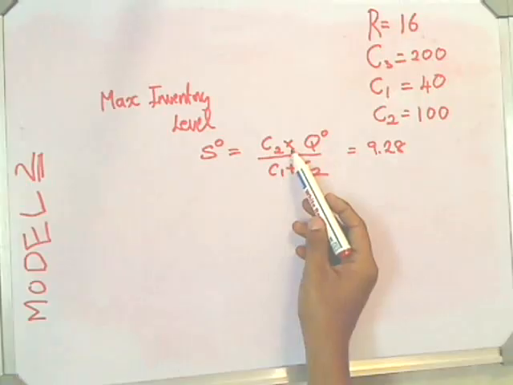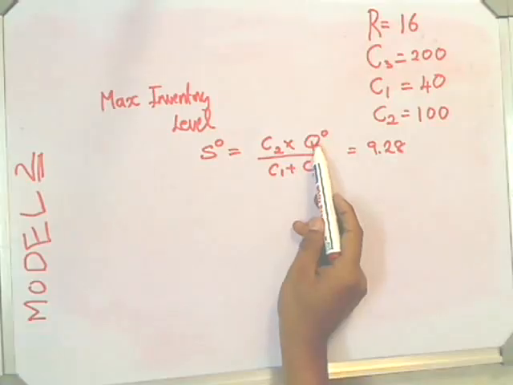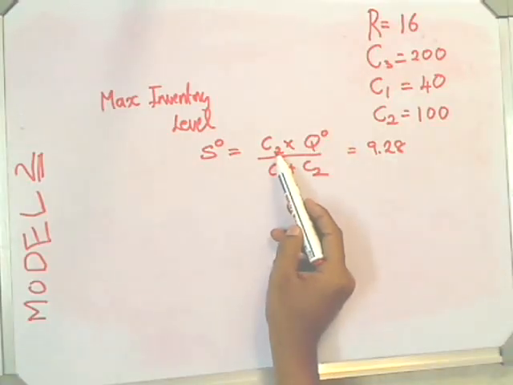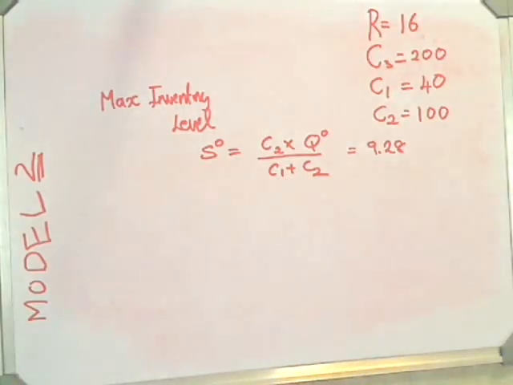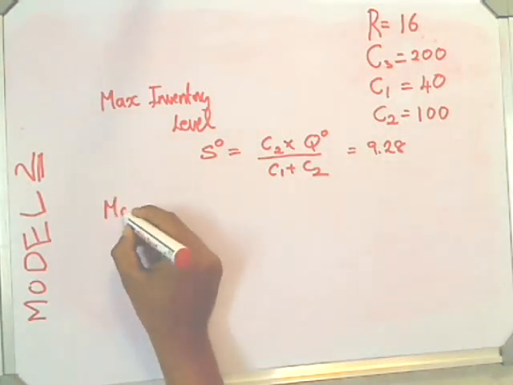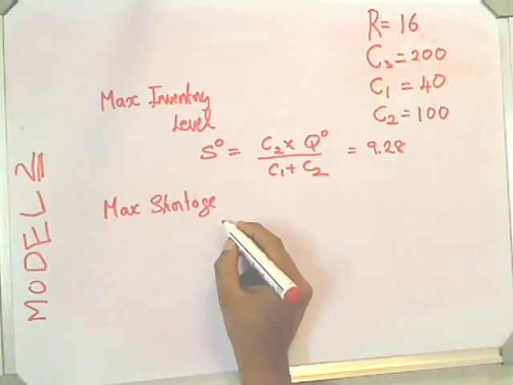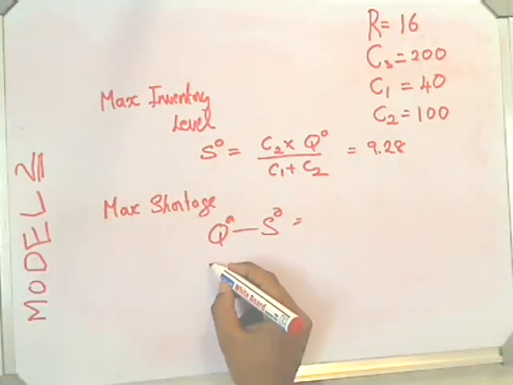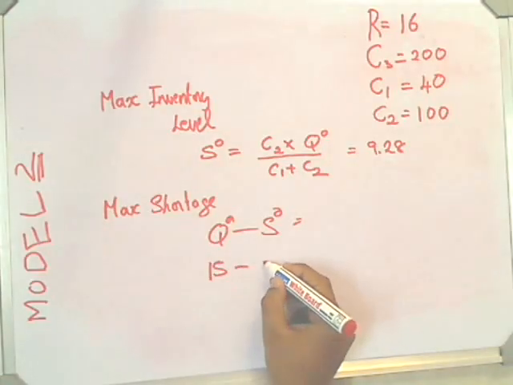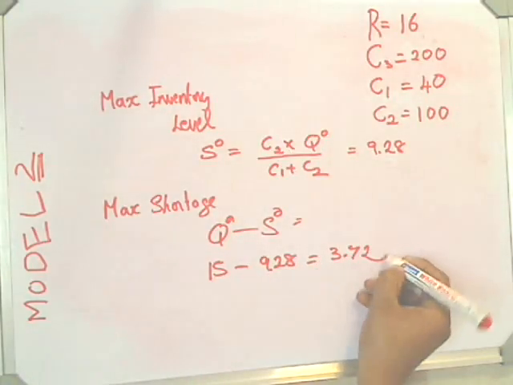This is nothing but C2 would be 100 multiplied by Q naught. This is Q naught in case shortages are allowed. So Q naught would be 15. 100 multiplied by 15 divided by 40 plus 100, you should be able to get 9.28. And then the maximum shortage that can be there here is calculated by Q naught minus S naught. So Q naught, if you remember from the previous one, would be 15. 15 minus 9.28, you should be able to get 5.72.